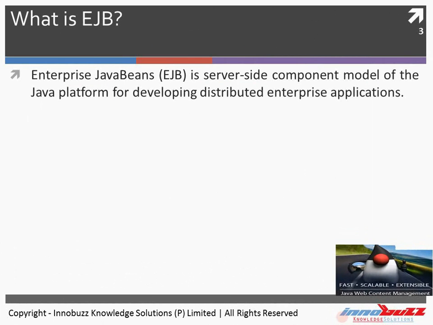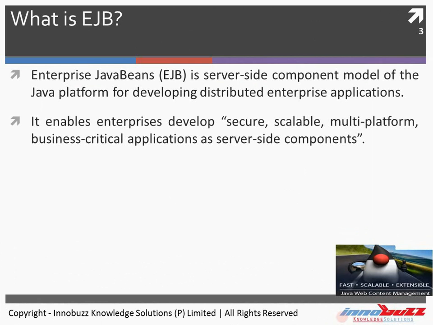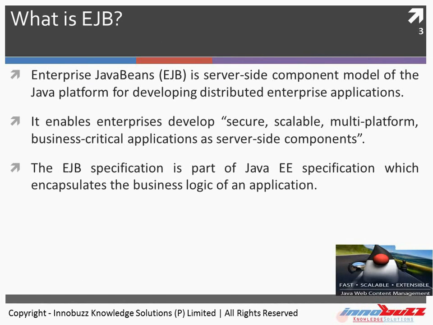EJB is nothing but an Enterprise JavaBean, which is a server-side component model of the Java platform for developing distributed enterprise applications. It enables enterprise developers to build secure, scalable, multi-platform, business-critical applications as server-side components. The EJB specification is part of the Java EE specification, which is the Enterprise Edition, and encapsulates the business logic of an application.